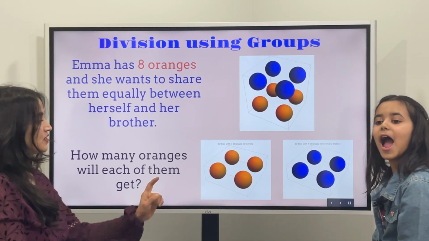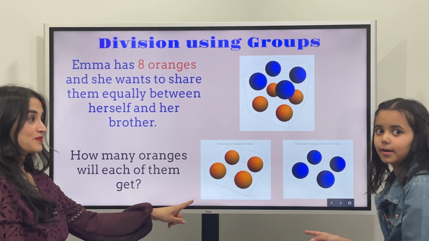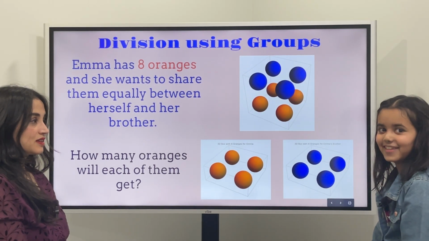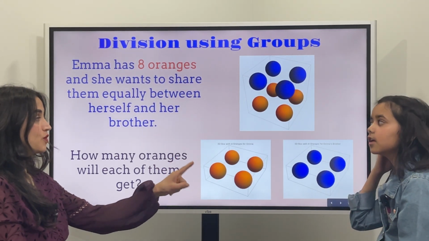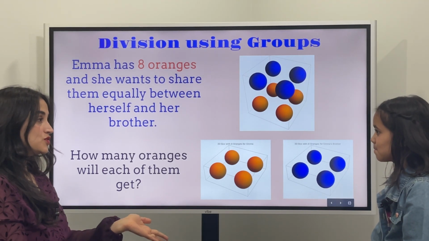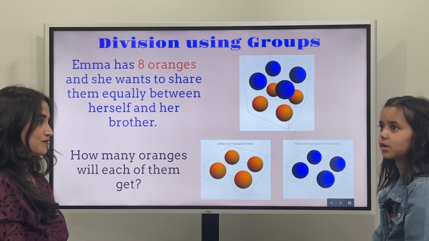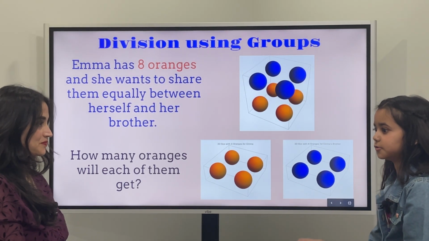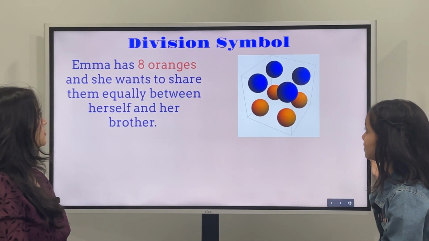So in one group, the orange is Emma, like the color orange, and then the blue is the brother's. So we know 4 plus 4 equals 8, and it's equal. That's also 4 times 2, 2 groups. 4 times 2, that's 2 times of 4. So division symbols.